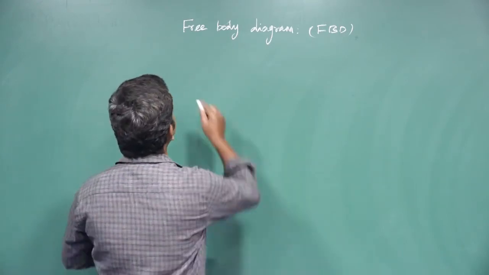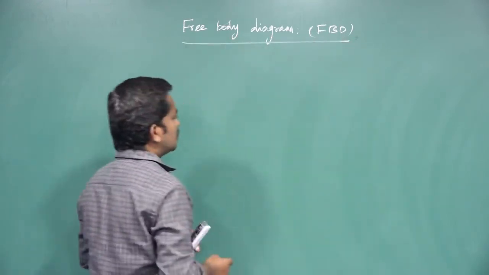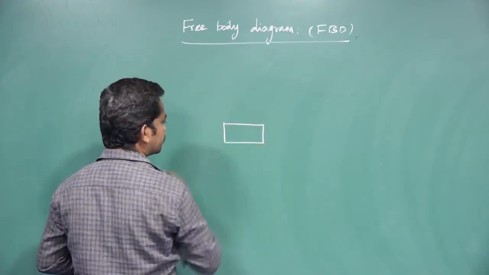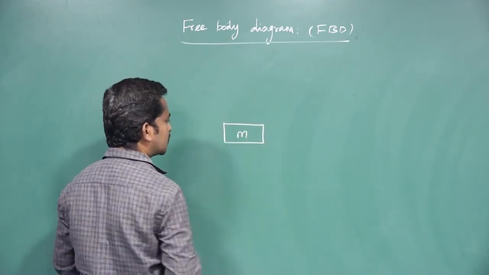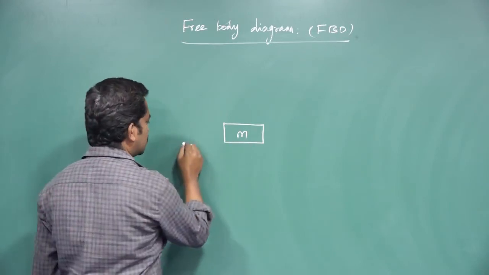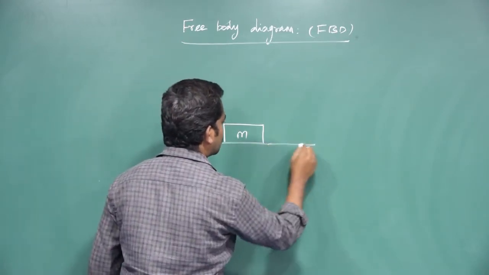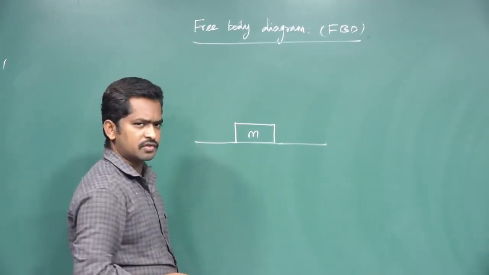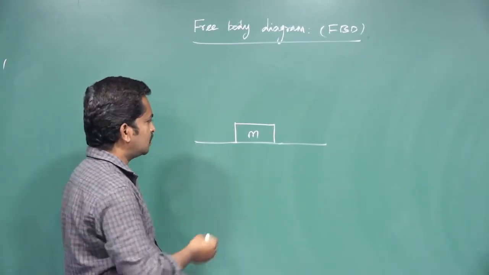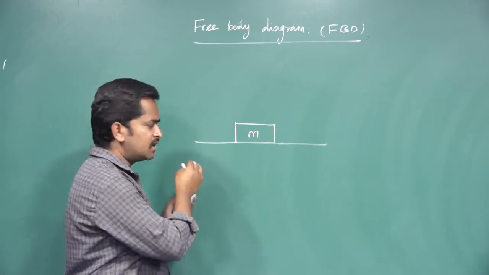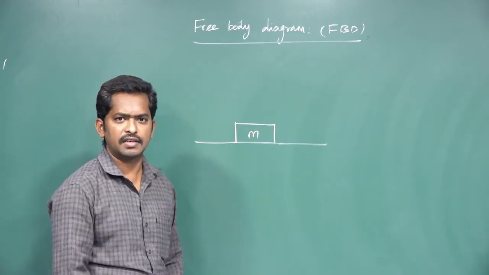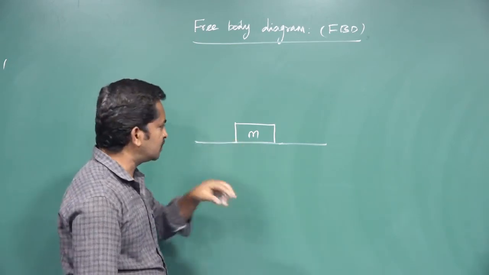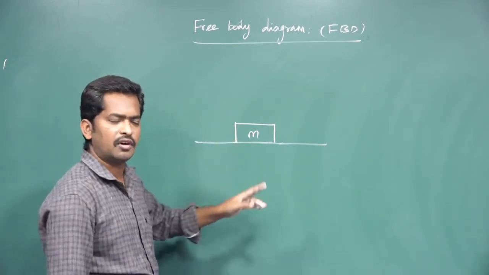For example, consider one object. The mass of the object is m. On a surface, the object is at rest. You might simply say that there is no force, but two forces act on the object. Here, two forces act on the object.